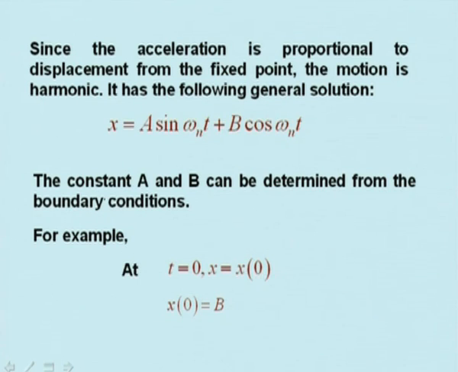The constants a and b can be determined from the boundary conditions. For example, at t is equal to 0, x is equal to x0. If you put that boundary condition, then x0 will be equal to b, because when you put t is equal to 0, the sine term is 0 and the cosine term becomes b cos 0, so x0 is equal to b.